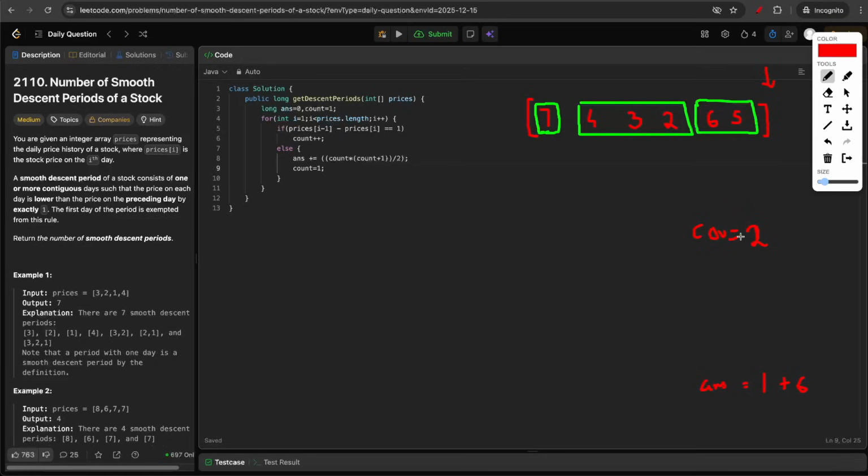So once you come out of the loop, your answer is only 7. That means you have computed the answer only for the first 2 contiguous parts. So you missed the calculation for the last part. So to do that, once you come out of the for loop, whatever value the count was previously, you again have to compute it and add it in your answer. And at the end, just return answer.